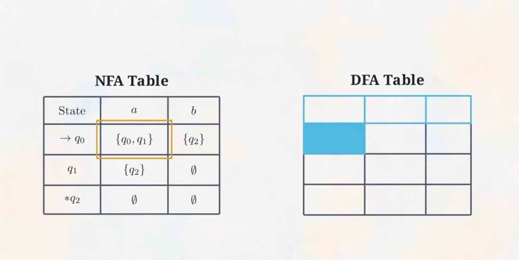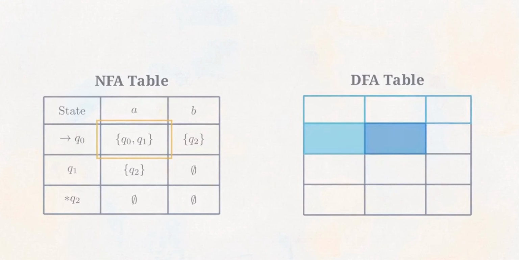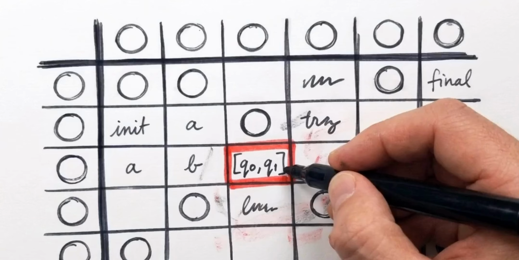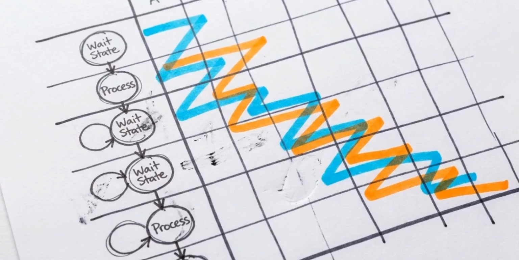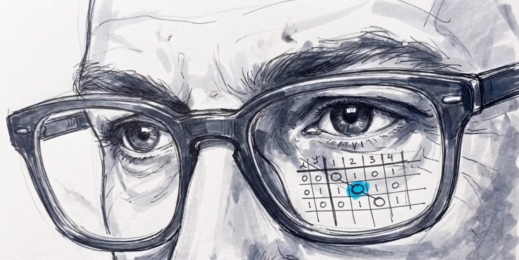The algorithm evaluates where Q0 goes on input A. Since the NFA transitions to both Q0 and Q1, our new DFA creates the composite state Q0Q1 and writes it into the new table. Evaluating this initial state acts as the catalyst for the entire process. The new composite states generated in this first row will dictate the exact subsequent rows we need to calculate, driving the rest of the algorithm forward step by step.